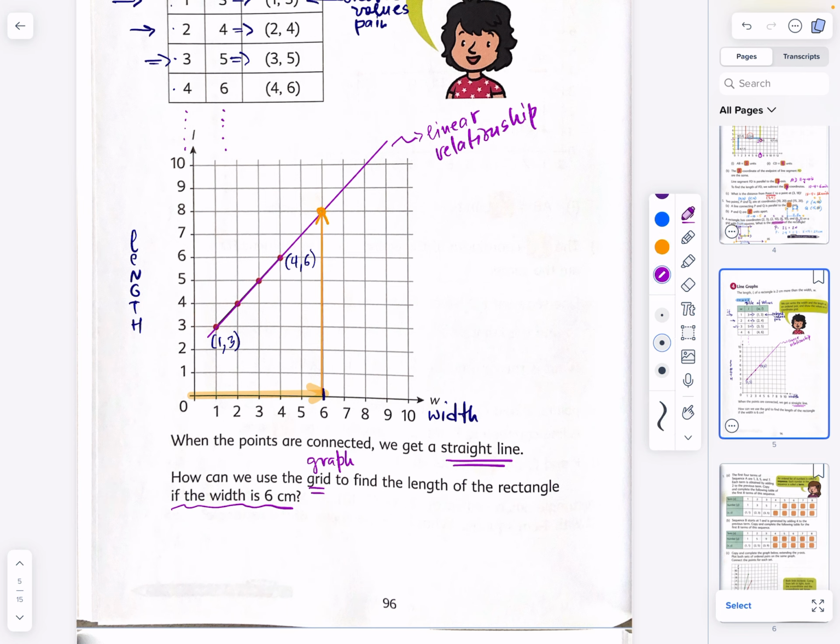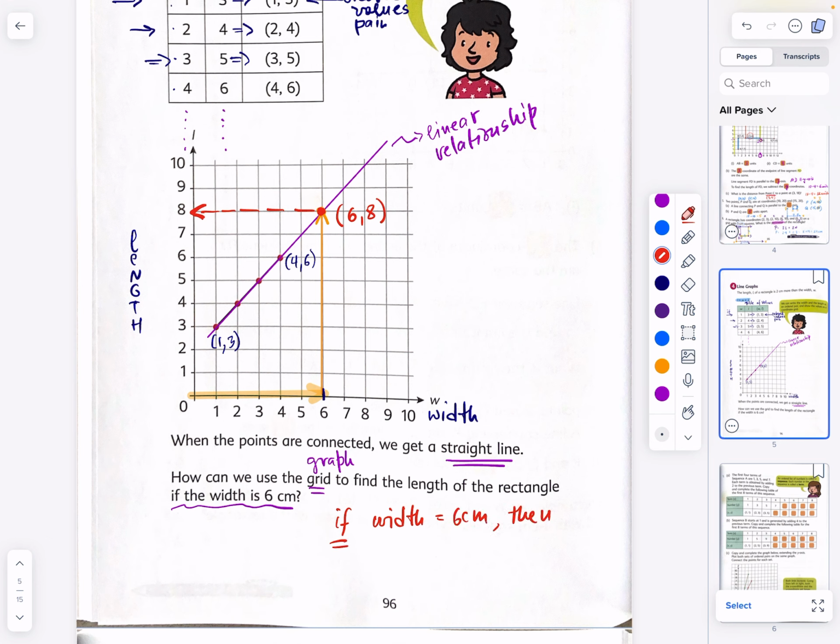What is the length? Well, we would go all the way to the y-axis, to the vertical axis, and we would hit 8. So we know if the width is 6, the length would be 8. Okay? So we can say if width equals 6 centimeters, then length would be equal to 8 centimeters. How do we know it? Of course, we could have said 6 plus 2, but that's not the point.